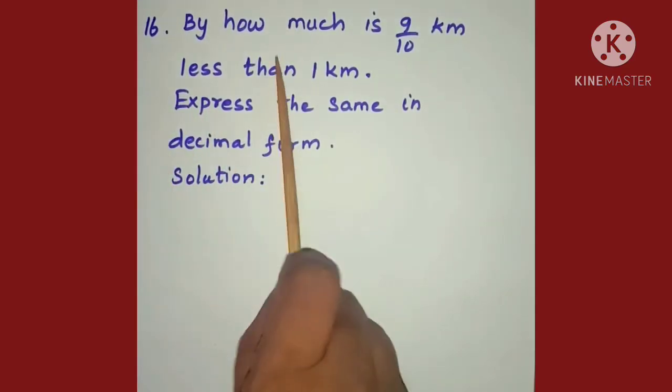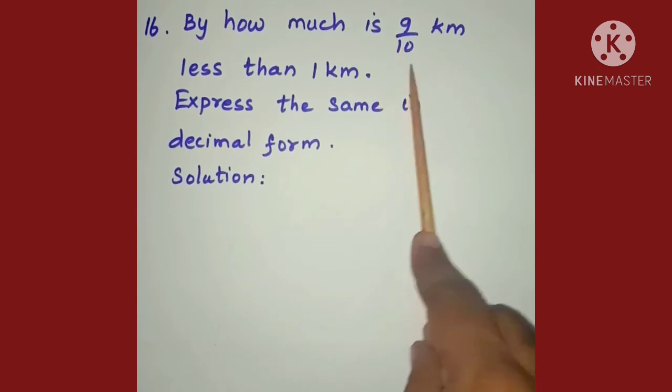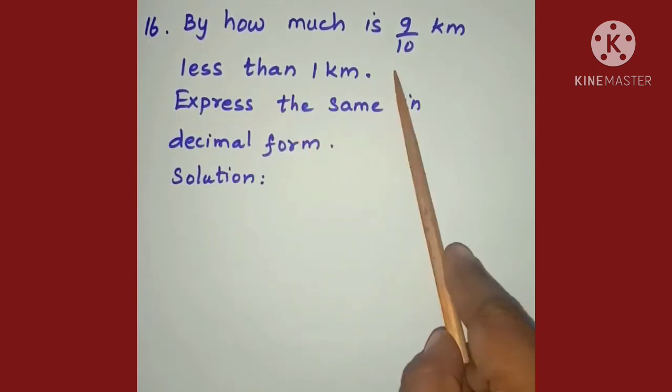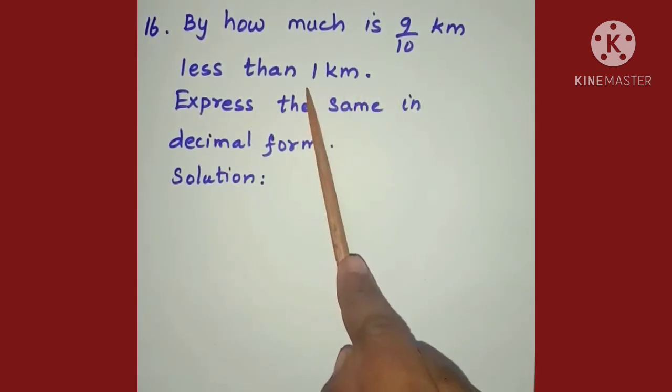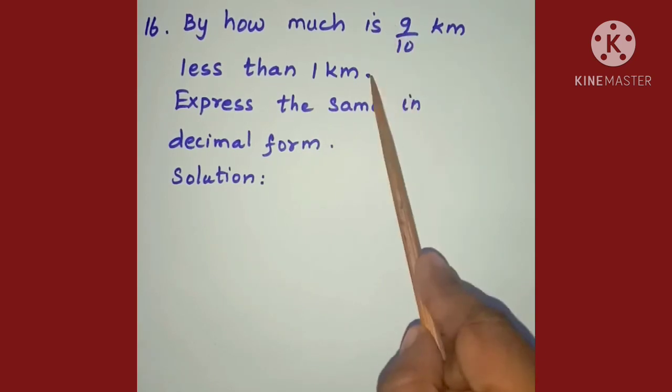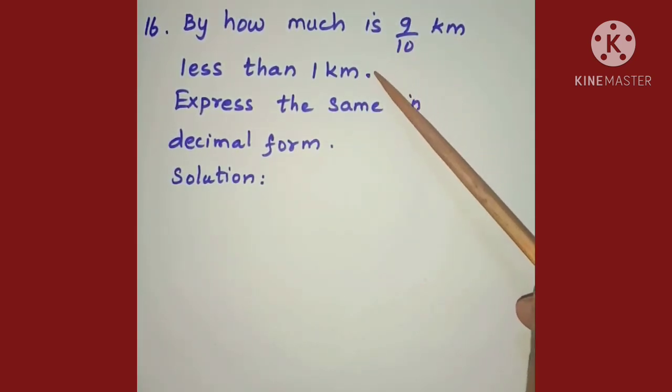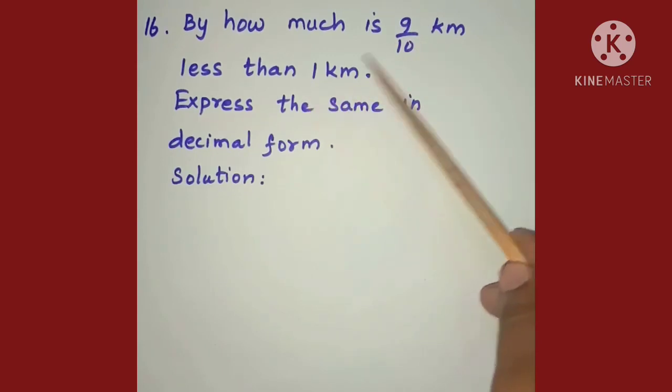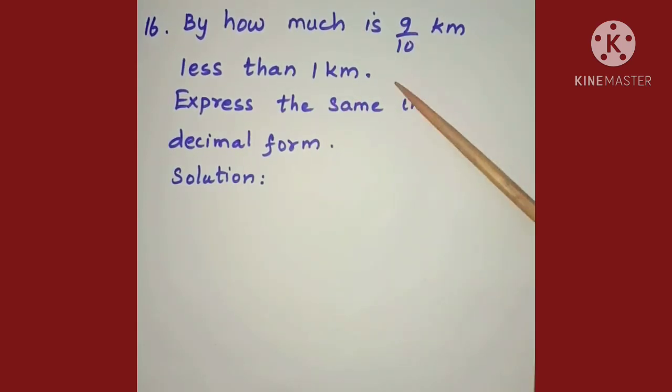16th problem. By how much is 9 by 10 kilometer less than 1 kilometer? So less than 1 kilometer means that we have to take the difference between these two, isn't it? So first we have to change the fraction form into decimal form, so that then we can easily find the difference between these two values. So express the same in decimal form.